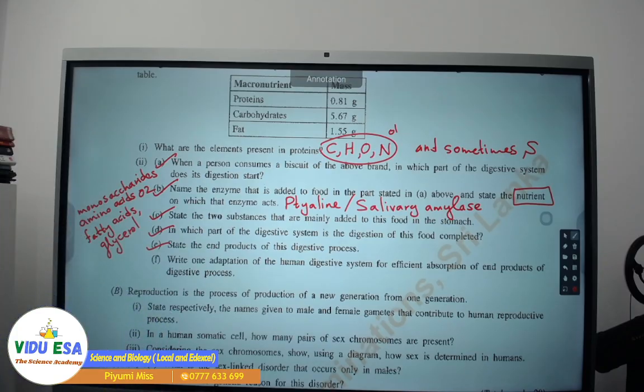Any problem? Small intestine. In which part does digestion get completed? Small intestine, 1 mark.